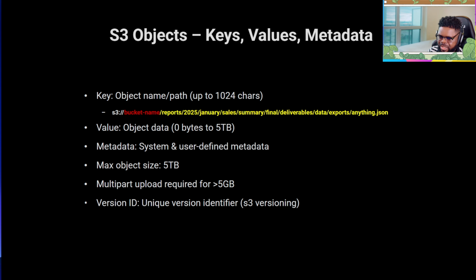So basically, object data, you can store up to 5 terabytes. A file in S3 can be as big as 5 terabytes. You can also have metadata around your object. Some of this S3 gives you, but there's some you can define that gives more information about your object, right? Like I said, the max object size is 5 terabytes. And if you think about 5 terabytes, you'll be wondering how you upload it, right? If you want to upload anything greater than 5 GB, you just use a multi-part upload, which means you're not doing it in one go. You're splitting it and uploading the parts.